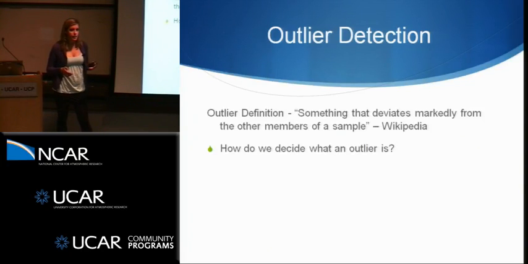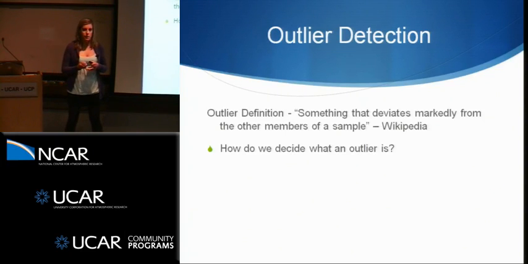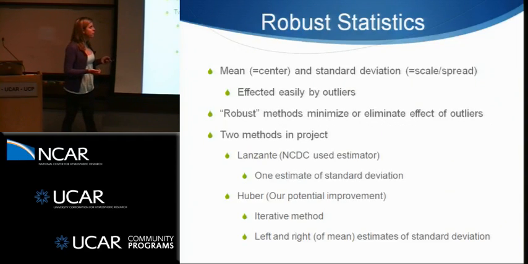So basically, what is an outlier? It's simply put something that deviates markedly from the rest of a group. But it's really hard to decide what an outlier is because, like I said, we have these problematic points. Some of them are caused by extreme weather, and they're probably going to look like outliers. Hurricane Katrina could look like an outlier, but you really want to include that in your data. We want to get rid of things that are just completely erroneous.